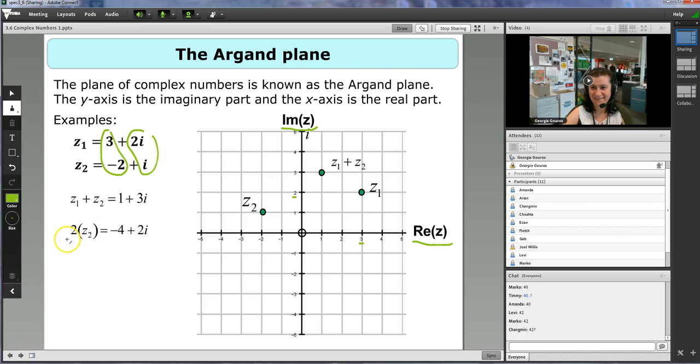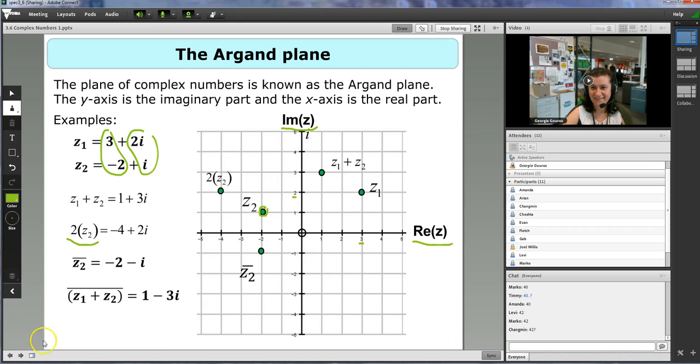We can multiply 2 times Z2, that's just scaling that up, that's going to be -4 plus 2i. Just right there. What else can we do? We can take the conjugate of a number. So we're going to take the conjugate of Z2. This is Z2 here. That's just going to reflect that number in the real axis. So it's going to go here in the third quadrant.